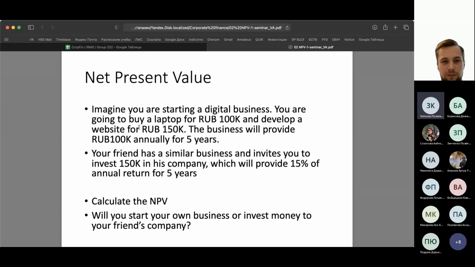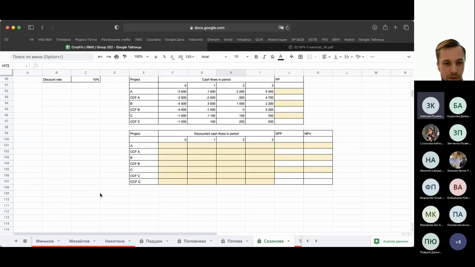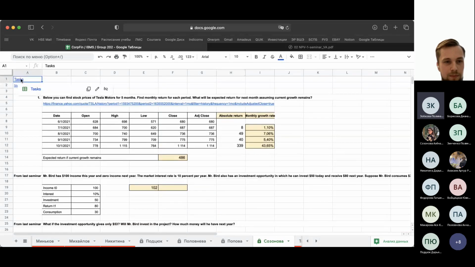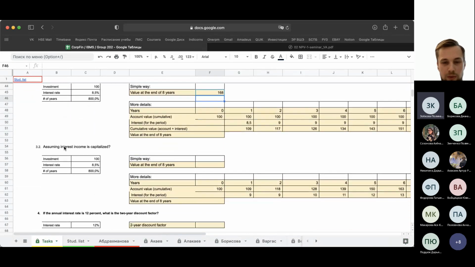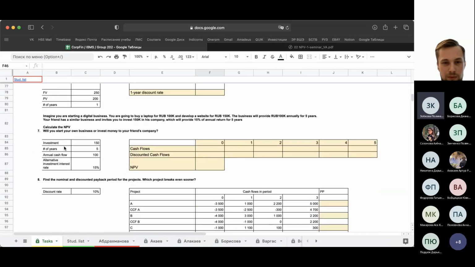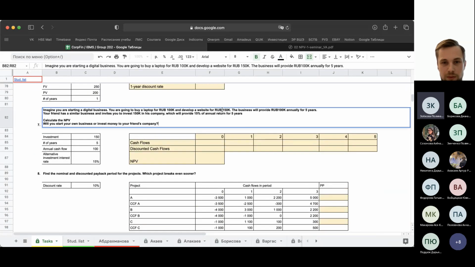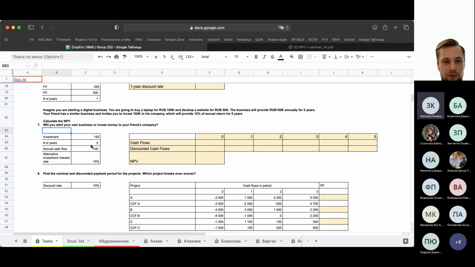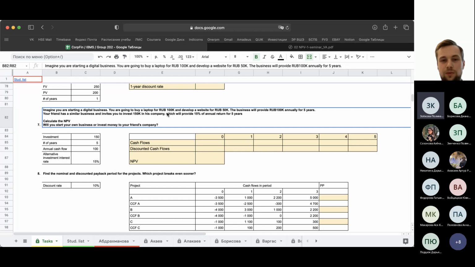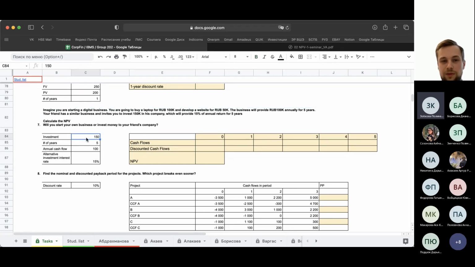I have a mistake here, so please read that we have a website for 50,000 rubles. I will do it on my tasks tab. Website for 50,000 rubles. So investment in both cases, if you start your own company or invest in your friend's company, the investment is equal 150,000 rubles.